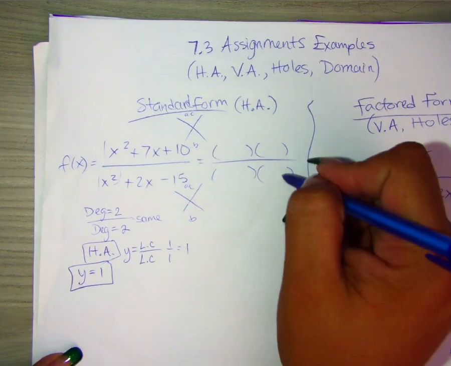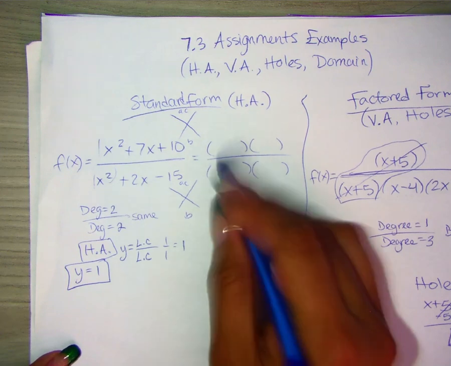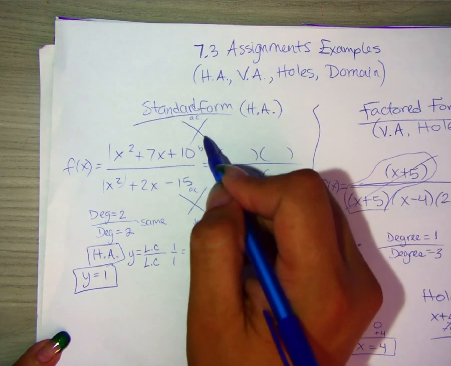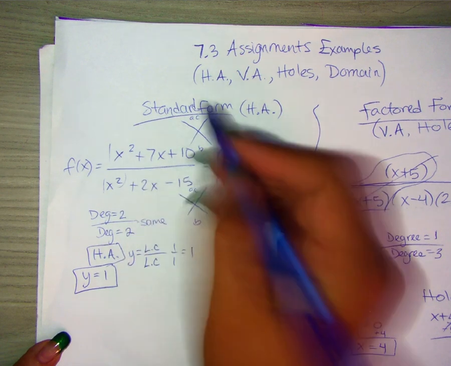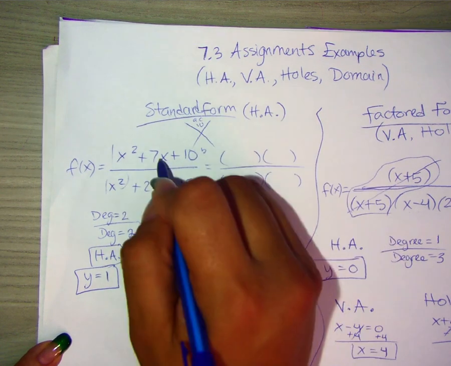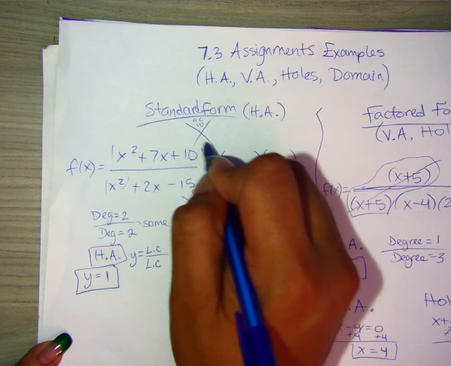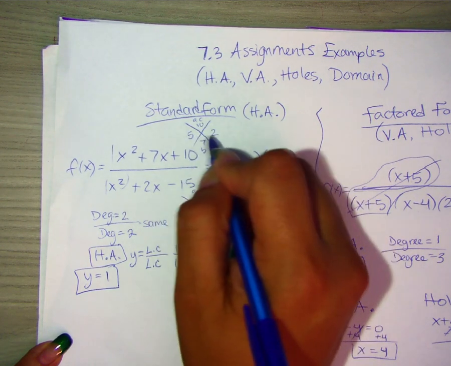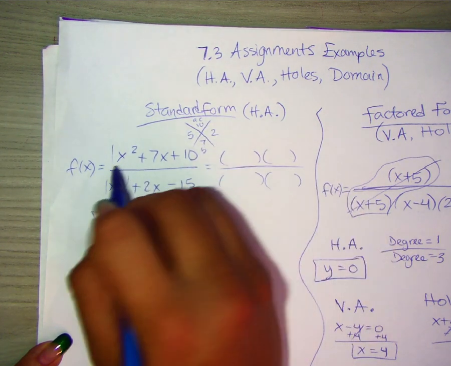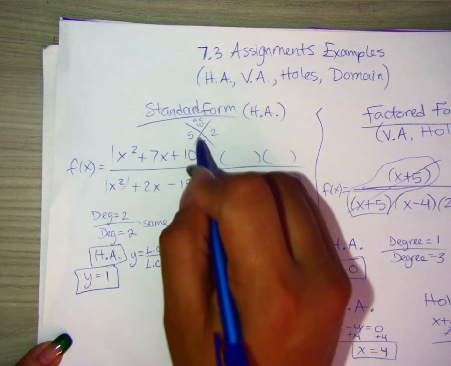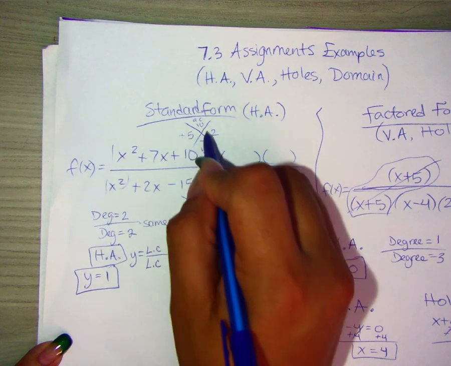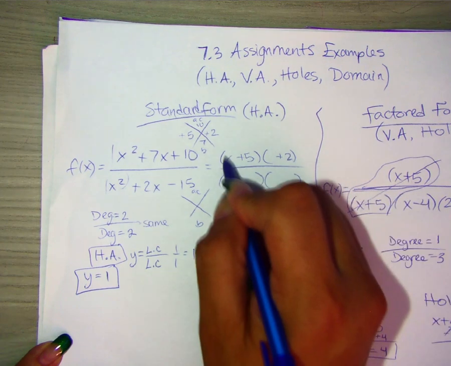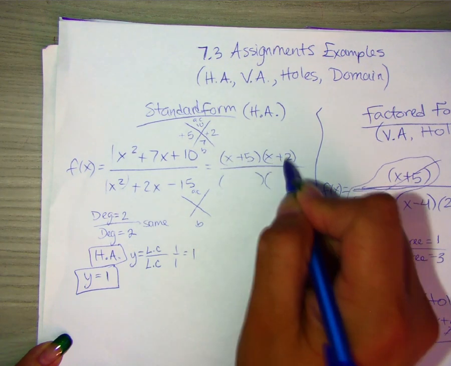Okay, so to continue now with the VA and the hole, we do need it in factored form. So we're going to fill in the x's, a times c for the top, it will be 10. And then the b value for that will be 7. So 5 times 2 is 10, and 5 plus 2 is 7. Because the a value is 1, we can simply write these numbers in our factors, and it will be x plus 5, x plus 2.